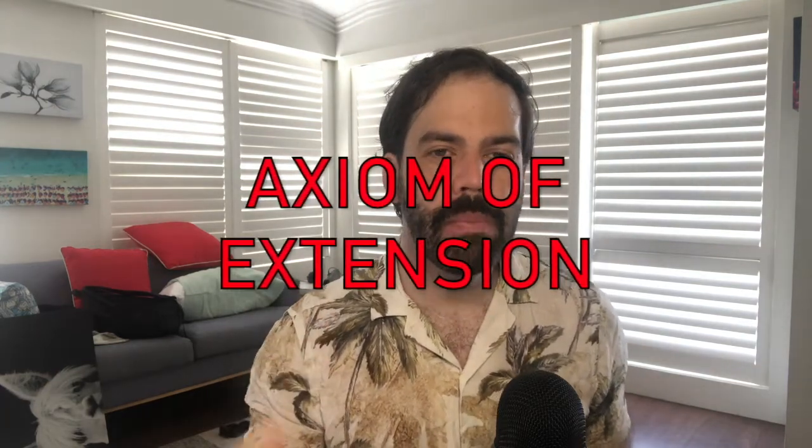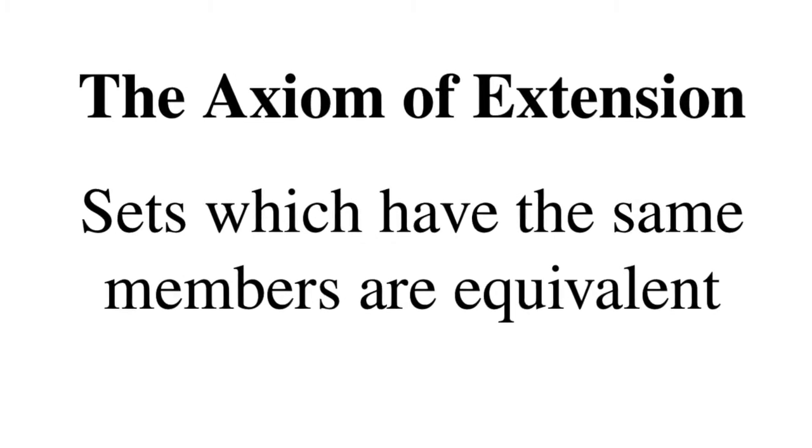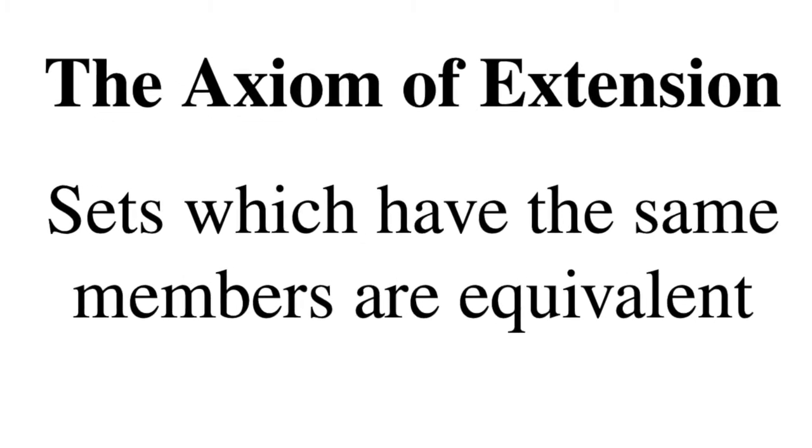Now this is one of the most important concepts to understand. It's so important it even has a name: the axiom of extension. So what is that? Basically, all the axiom of extension is saying is that sets that have the same members are equivalent. A set is totally defined by its members and nothing else. Not, for example, the order that the members appear in, not the time you created it, not the name you gave it, nothing else.